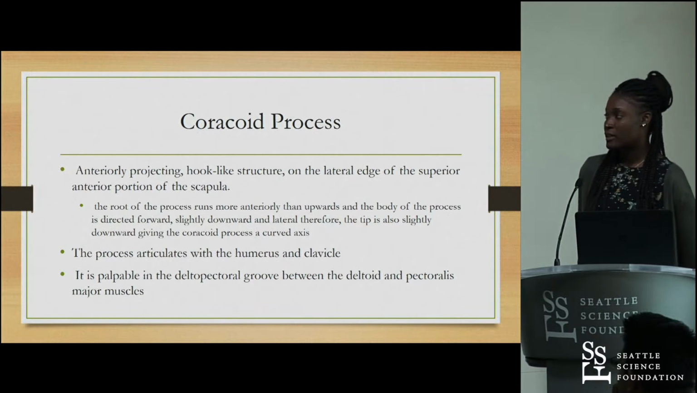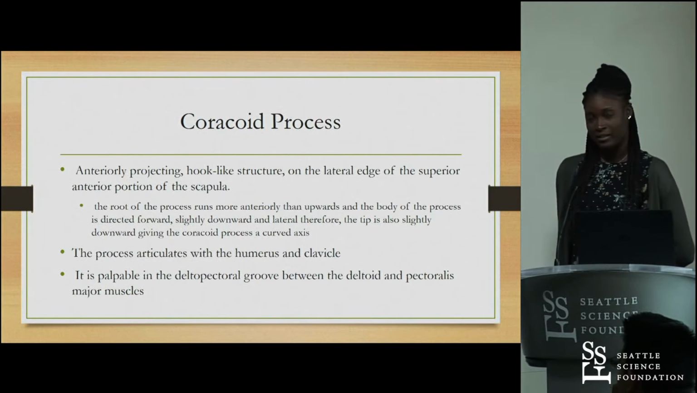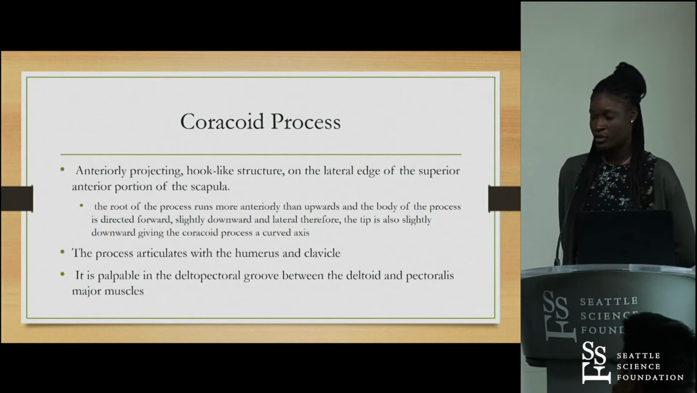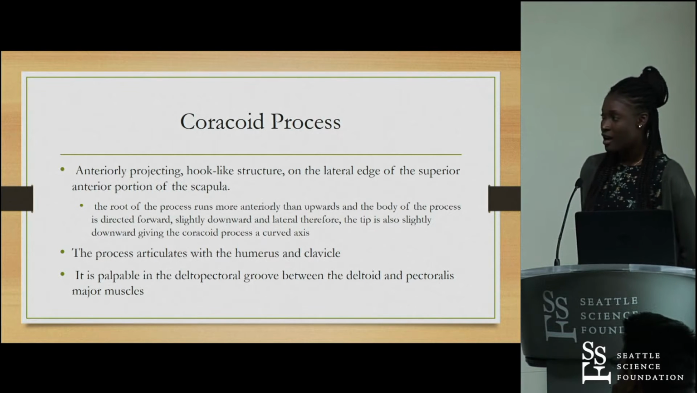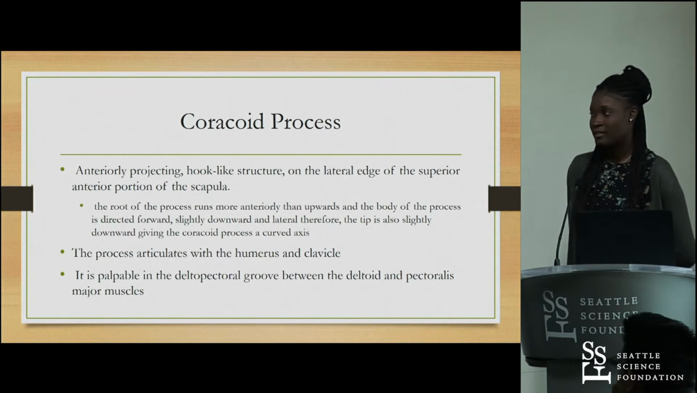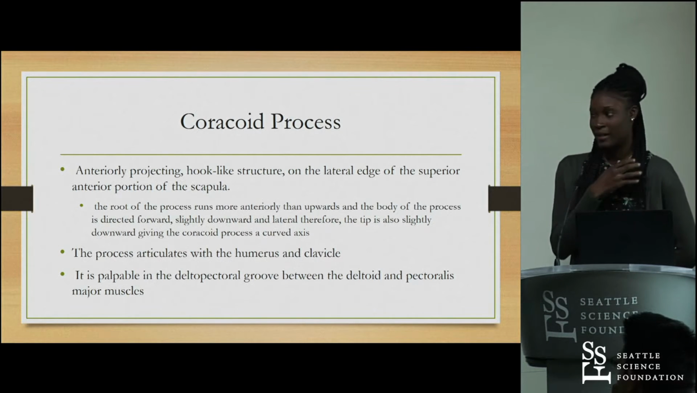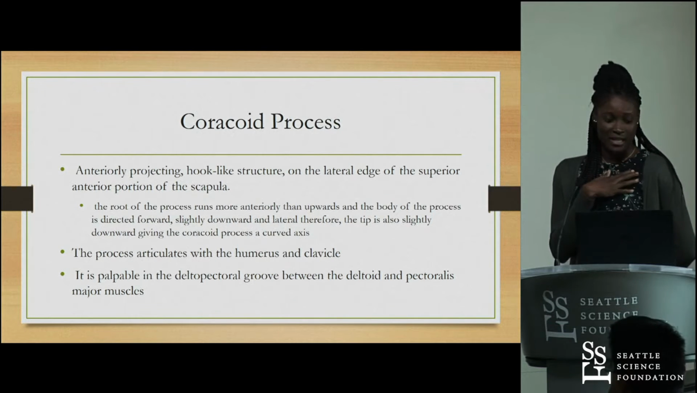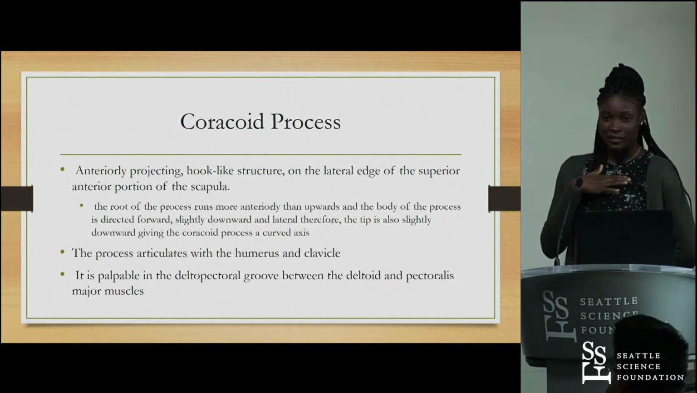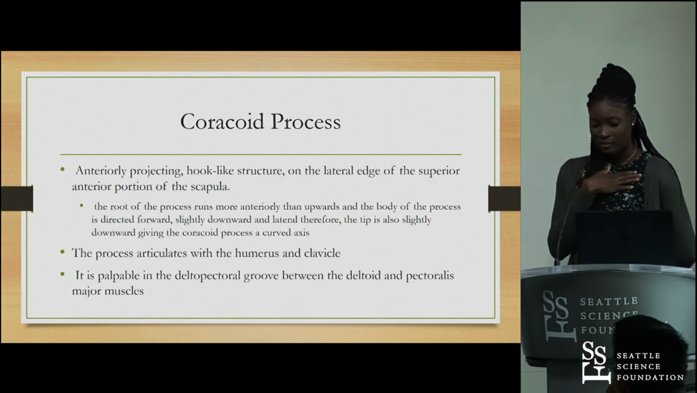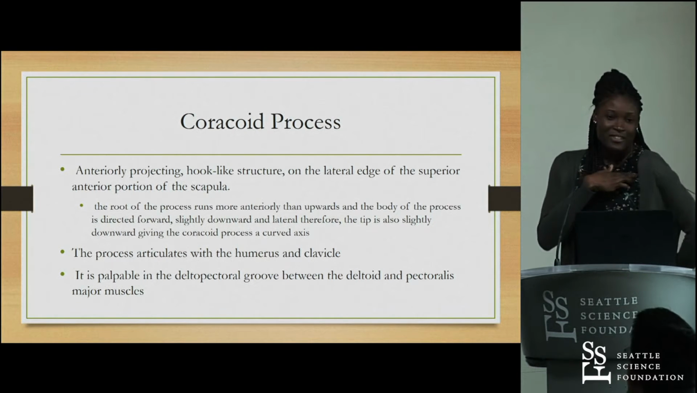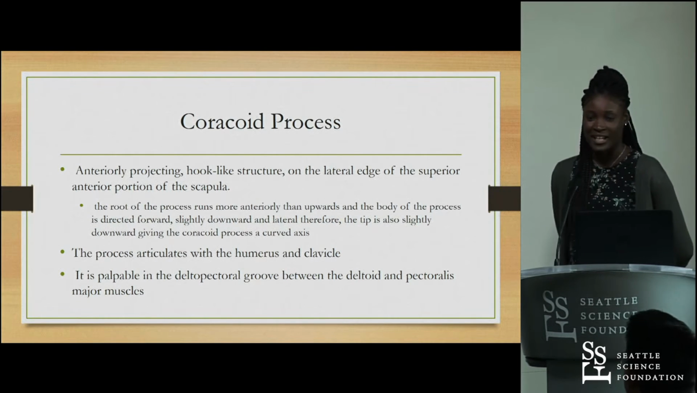The process also articulates with the humerus, which is lateral to it, and the clavicle, which is superior to the structure. You can actually palpate it in the deltopectoral groove between the deltoid and the pectoralis major muscle. And if you're wondering what that is, that would be inferior to the clavicle. If you follow that pectoralis muscle right here, you really have to go deep, like we tell our anatomy students.